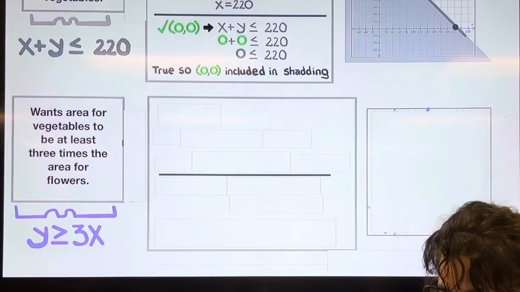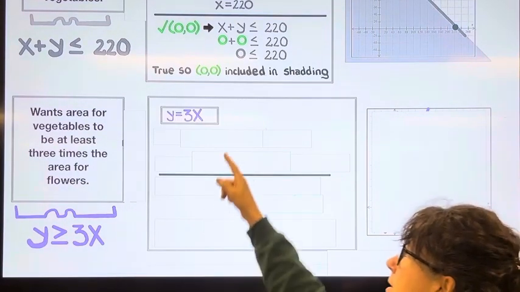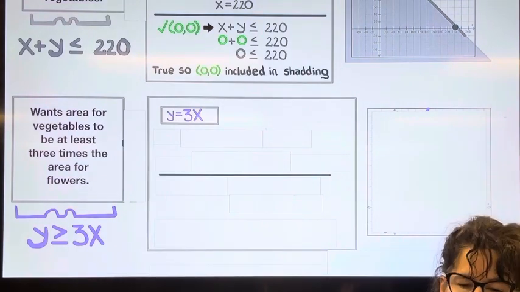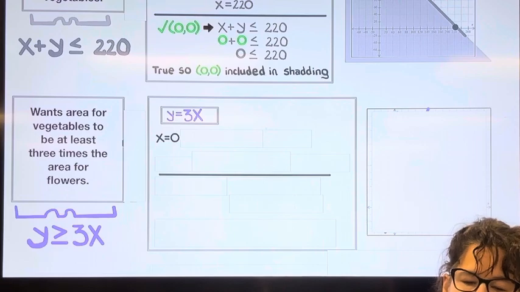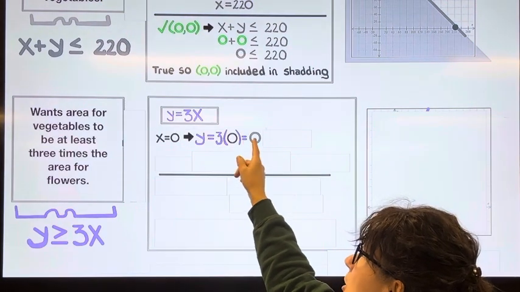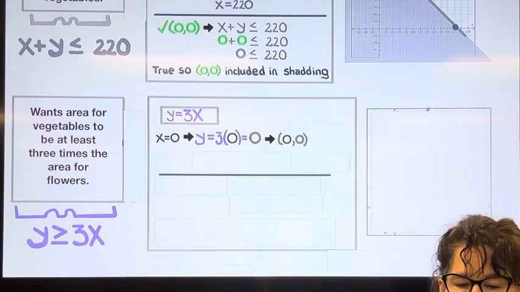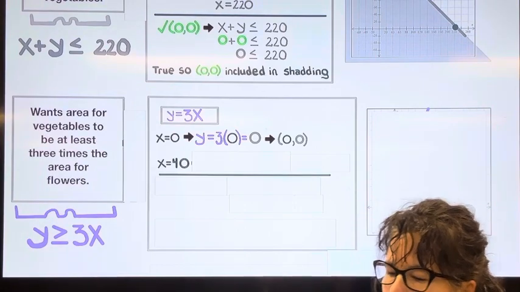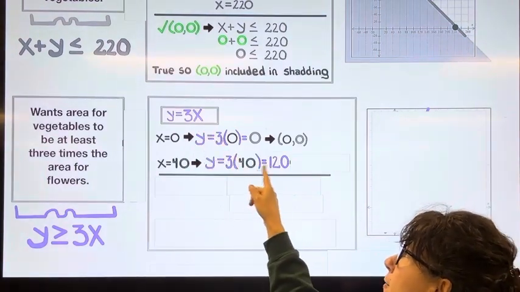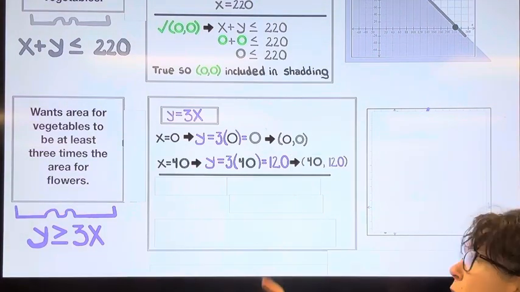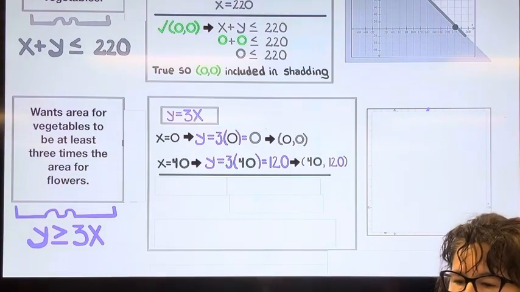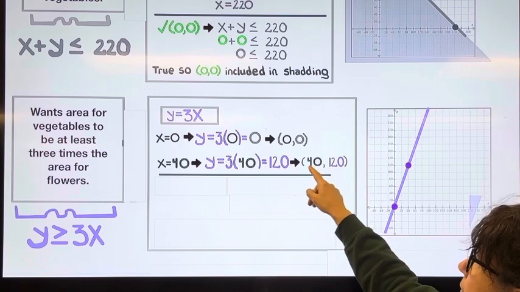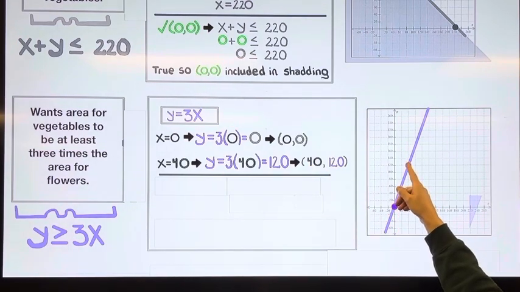Okay, let's graph this inequality. So to graph it, we're going to pretend this is an equal sign at first, so Y equals 3X. To graph a line, you want to plot 2 points. So I let my X be 0, substituted that in. 3 times 0 is 0, which gives me the point 0, 0. Okay, pick another number. So I let X be 40. If I substitute in 40, 3 multiplied by 40 is 120. So I have the coordinate 40, 120. Okay, let's graph that. So 0, 0 is here, and 40, 120, right? 40 up 120 is here.